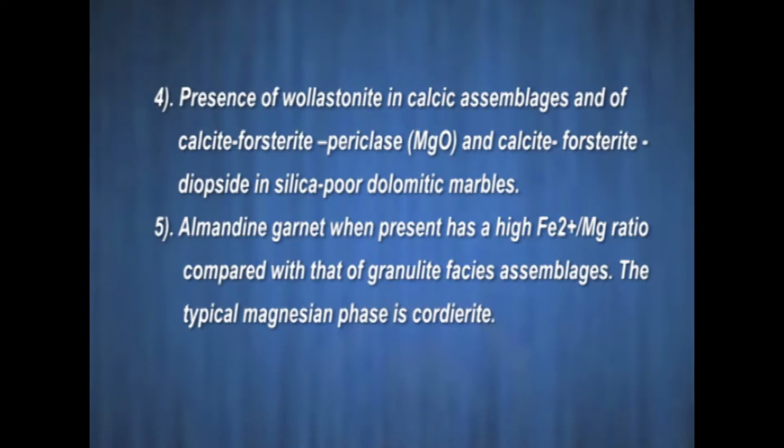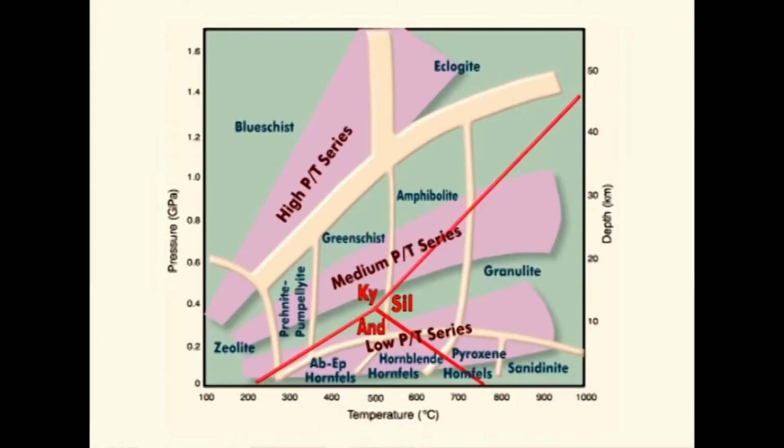Fifth, almandine garnet, when present, has a high Fe2+ to Mg ratio compared with that of granulite facies assemblages. The typical magnesium phase is cordierite. Staurolite is unknown.